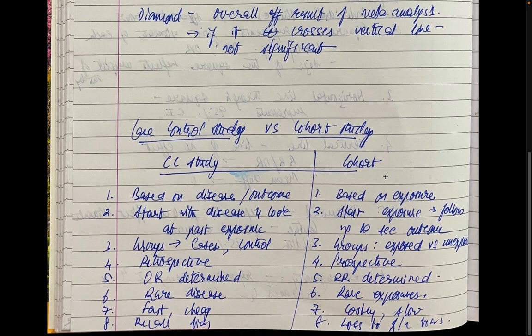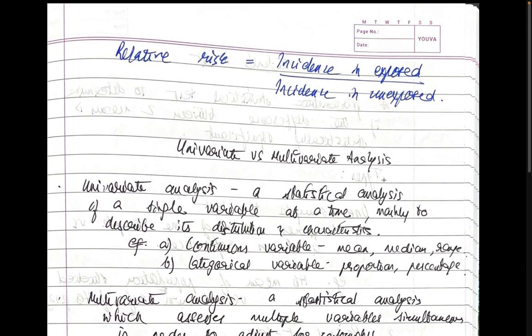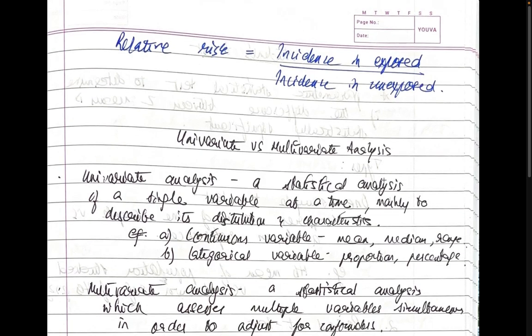Case control is fast and cheap, but the cohort is costly and slow. Case control study can have a recall bias. Cohort study can have loss to follow-up. Relative risk is the incidence in the exposed divided by the incidence in the unexposed.